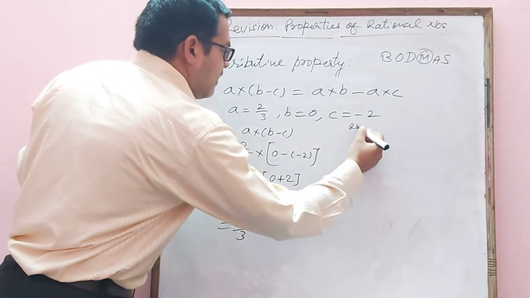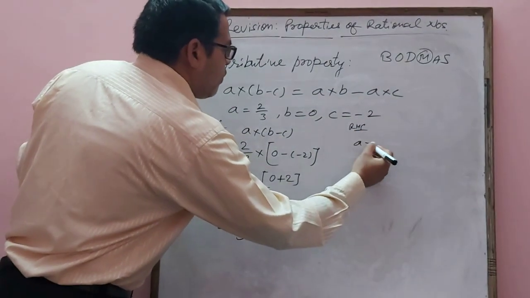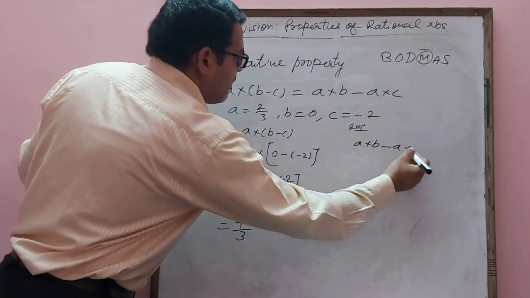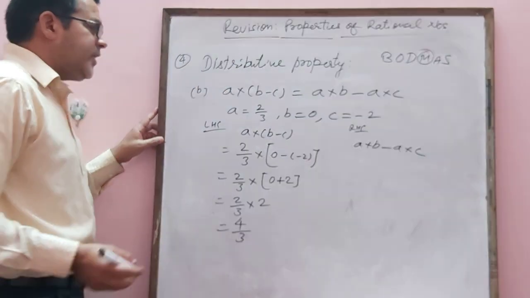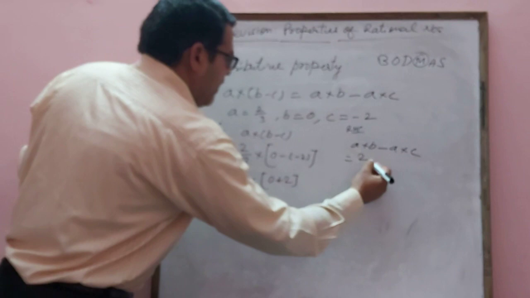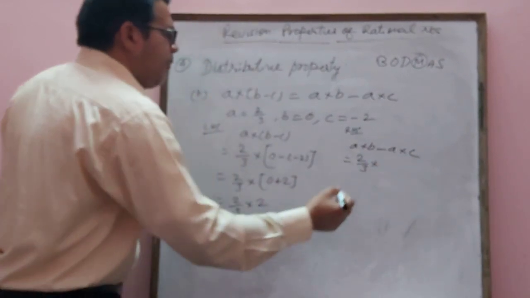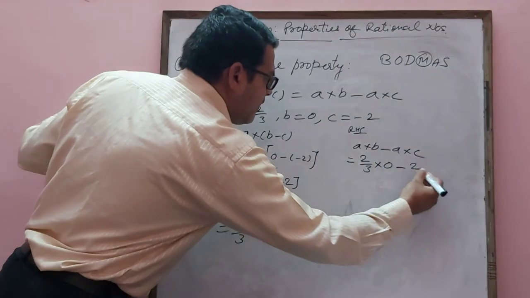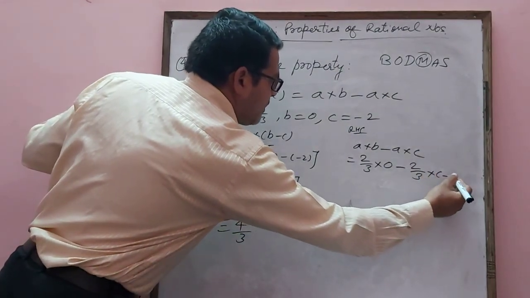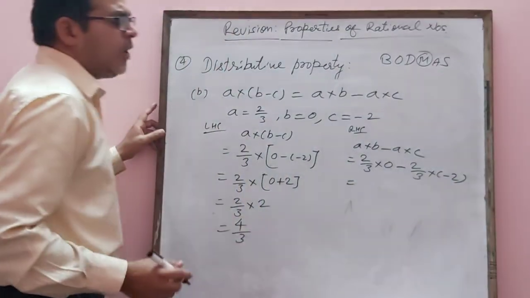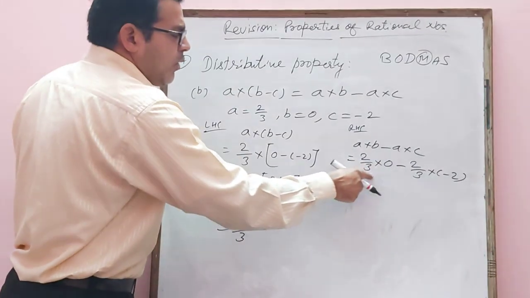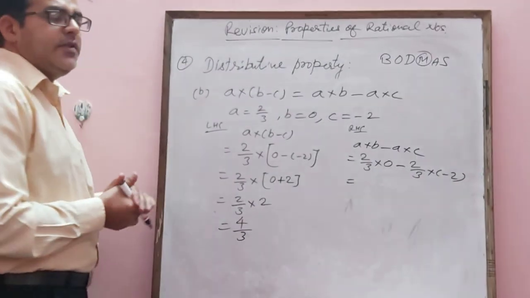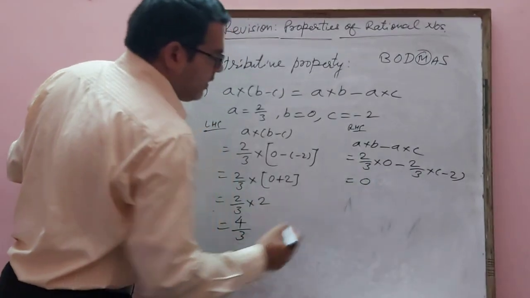Now let's check for right hand side. So A into B minus A into C. What is value of A? It is 2 by 3. Value of B is 0. Then minus, value of A is 2 by 3. And value of C is minus 2. Now see 0. We are going to multiply number by 0. So we will have 0.